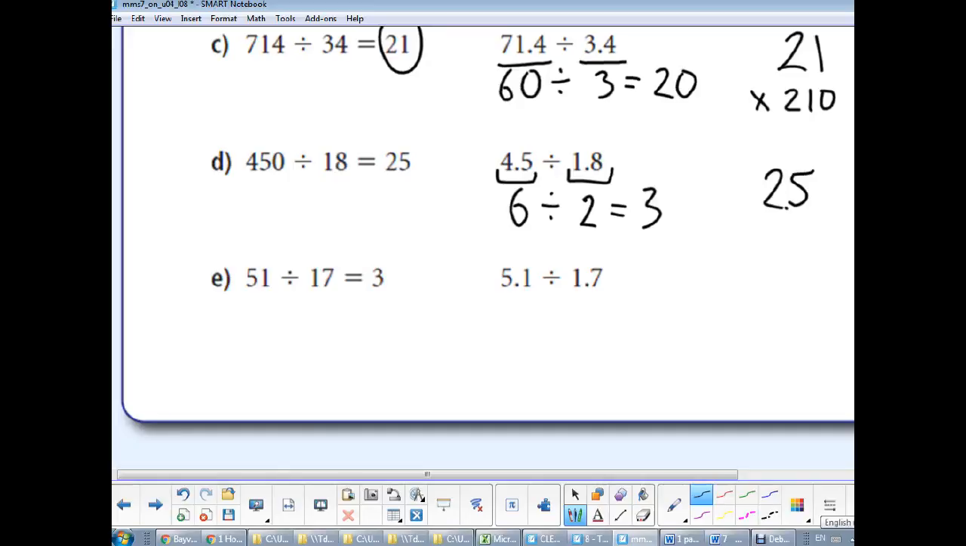And finally for E, we have 5.1 and 1.7. 1.7 is also close to 2, and 5.1 is close to 6, so it's the same situation. 6 divided by 2 is 3, so the answer again would be 2.5. Now let's go on to number 2.